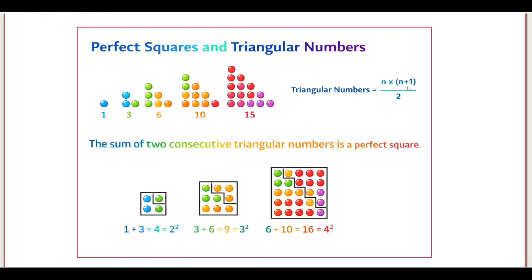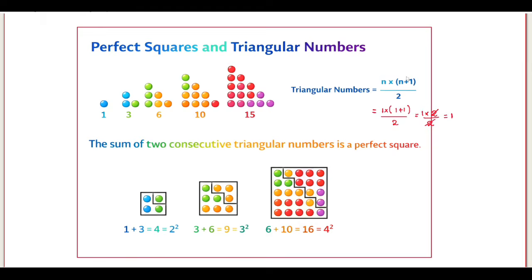For example, if I take n is equal to 1, I will get the first triangular number: 1 into 1 plus 1, divided by 2. What will I get? 1 into 1 plus 1 is 2, divided by 2. We can simplify by cancelling the 2, and we get 1. We are getting the first triangular number.